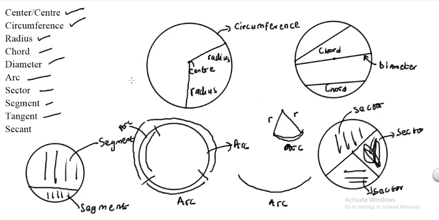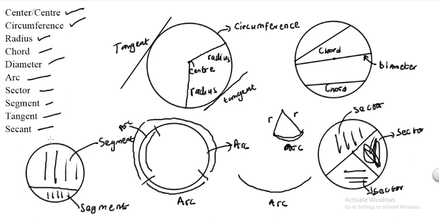The next one is what we call a tangent. The tangent is simply a line drawn that touches the circle at a single outer point of the circle. So this line is a tangent. If you also have a line like this and it touches the circle at a single point, we call this a tangent.